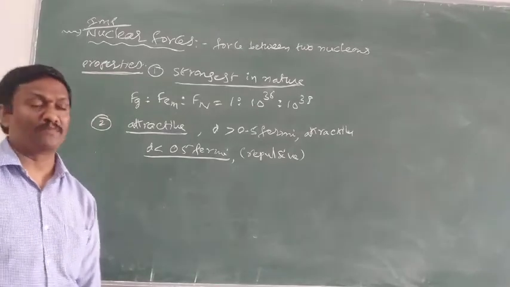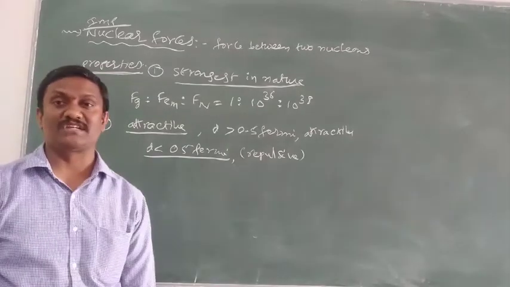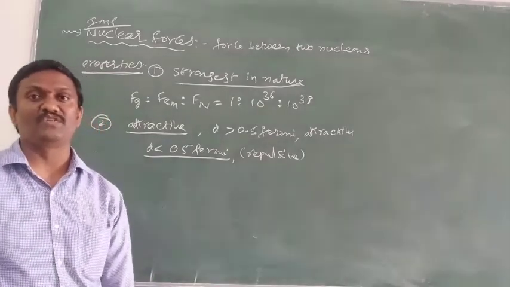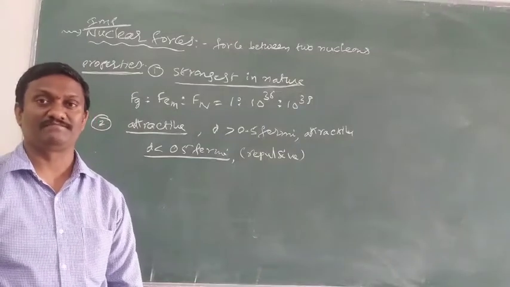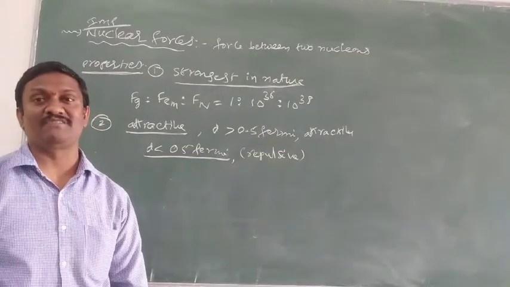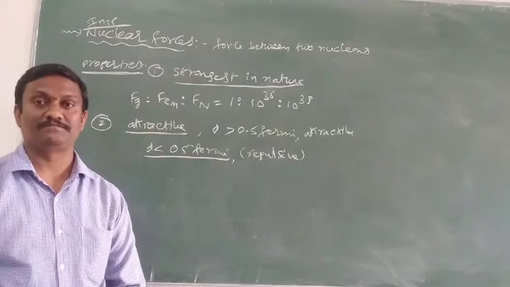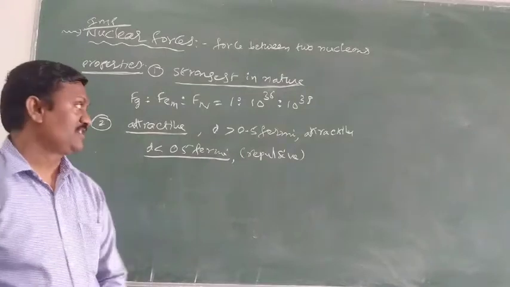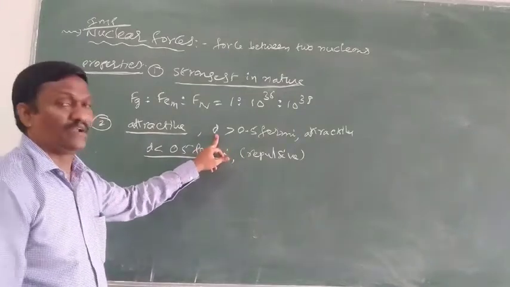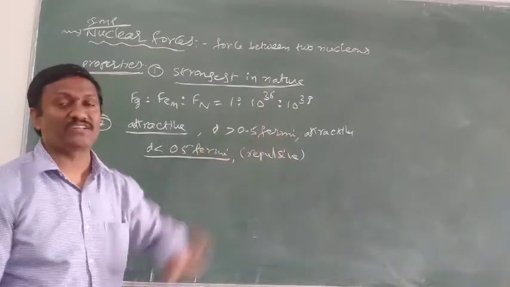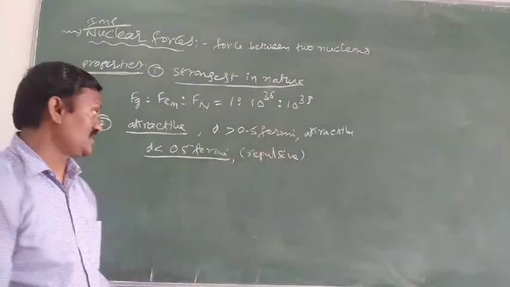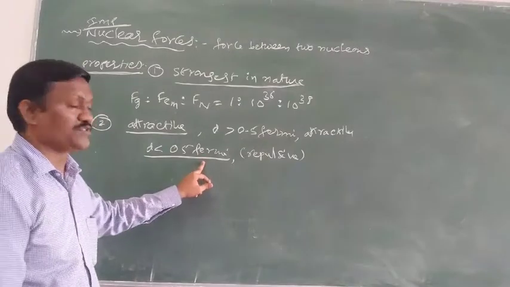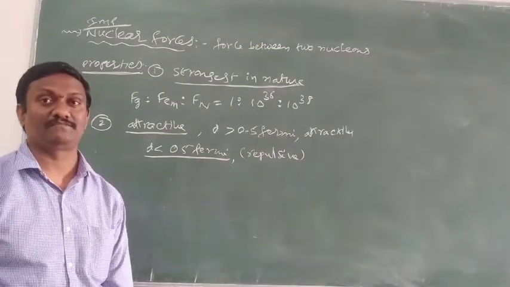So the second important property: nuclear force can be an attractive force or a repulsive force. But generally nuclear force is always called an attractive force. If the distance is greater than this value, the nature of the force is attractive. If the distance is less than this value, the nature of the force between two nucleons is repulsive.